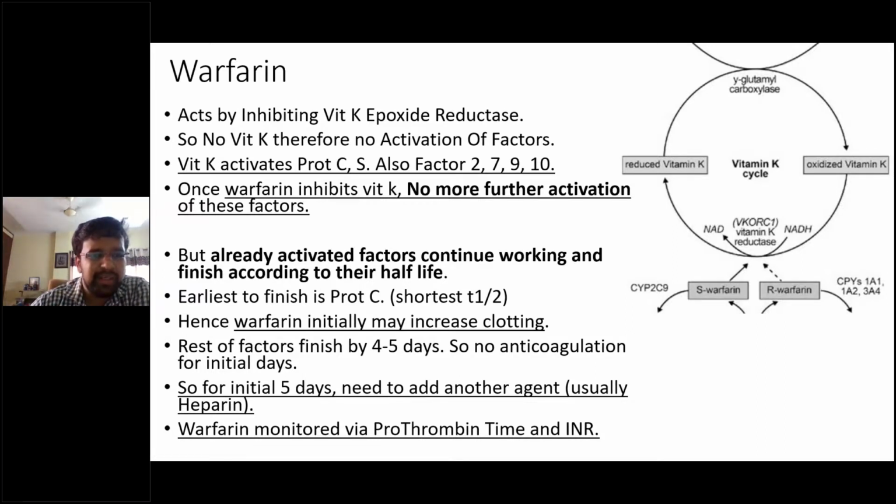Now vitamin K is known to activate protein C, protein S, and the factors 2, 7, 9, 10. Please note, protein C and protein S are actually anticoagulants, while factor 2, 7, 9, 10 are coagulants. Okay. So once the warfarin inhibits vitamin K, there will be no more further activation of these factors. But you need to note the factors which are already there. Factors that are already activated are still there. No new activation of factors occurs. So already activated factors continue working and they will finish according to their half-life. The already activated factors will gradually, naturally degrade according to their own half-life. Warfarin has done what? There is no more further activation of these factors. No new activation will happen. Okay.